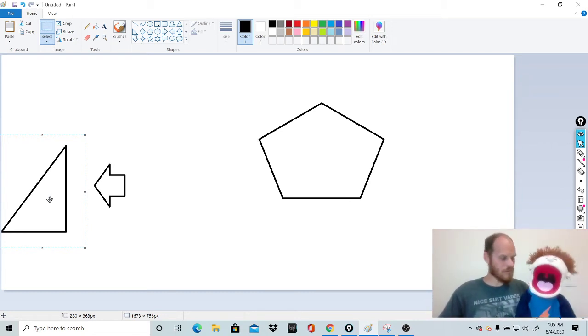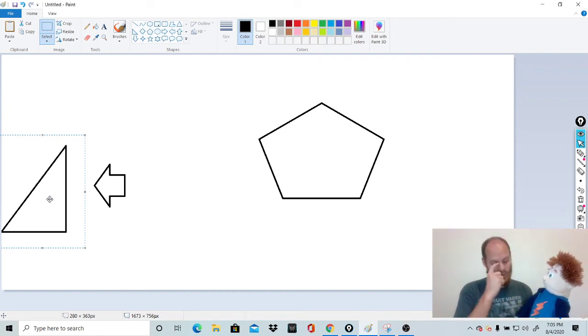Yeah, rigid transformation. There's a reason the word rigid is there. Rigid means like stuck, firm, in place. That shape doesn't change size. Oh, I get it. Yeah, exactly.